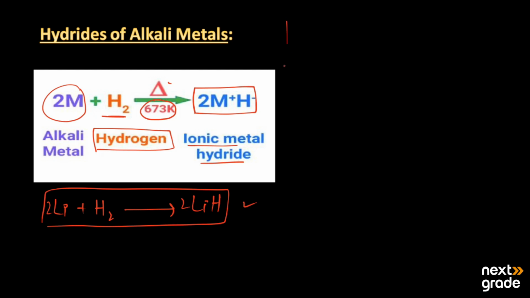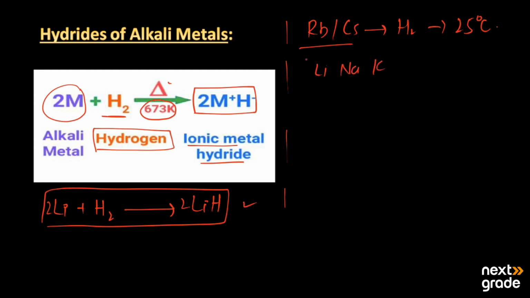On the other hand, when we talk about the other alkali metals, rubidium and cesium, they react violently with hydrogen at room temperature, which is 25 degrees Celsius. But the other three metals, lithium, sodium, and potassium, require elevated temperature. They require high temperature because their ionization energies are high, and they need enough energy to lose the electrons and react.